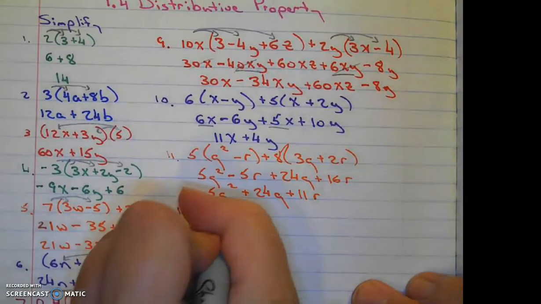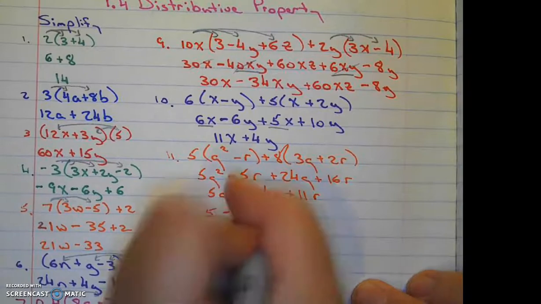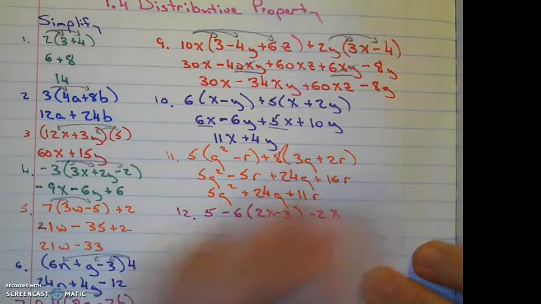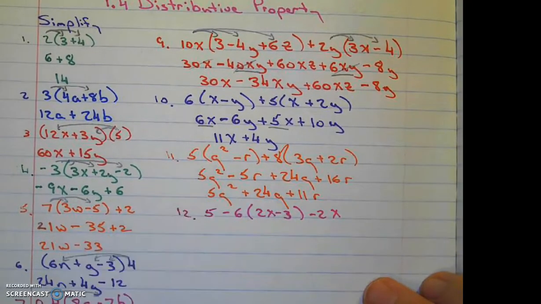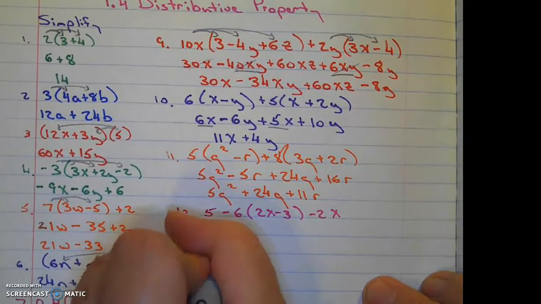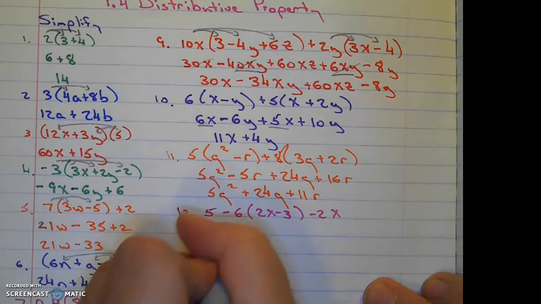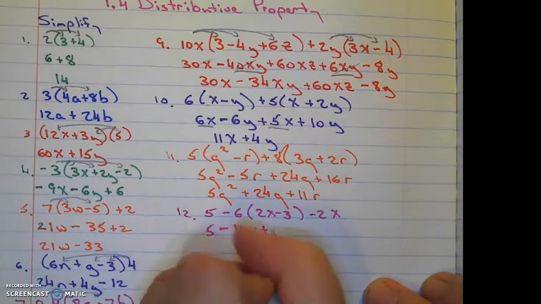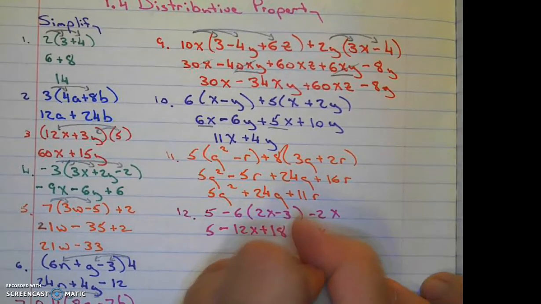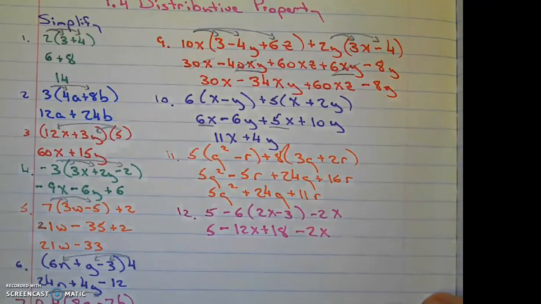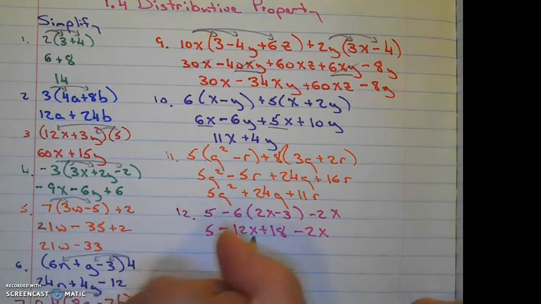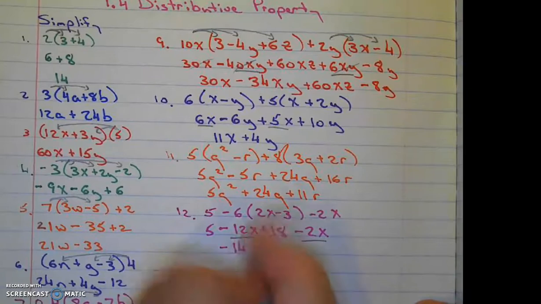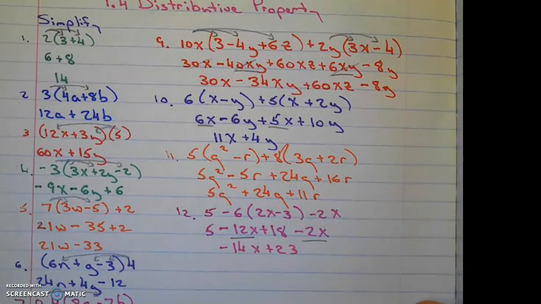On number 12, we have 5 minus 6, and then in parentheses, put 2x minus 3, close parentheses, minus 2x. So if we work through that, the 5 has nothing to do with any parentheses, just bring it down. Then negative 6 with the 2x, we write a minus 12x. Negative 6 with the negative 3, negative with negative, we write a plus 18, and then bring down your minus 2x. Then we look for whatever we can combine. Let's combine our x's first. Negative 12x minus 2x will give us a negative 14x. 5 plus 18 will give us a 23.